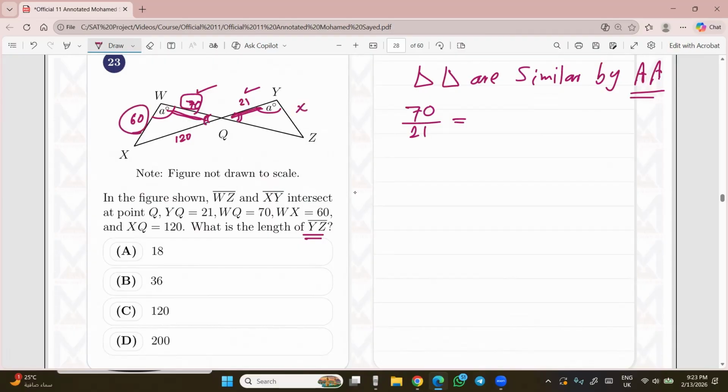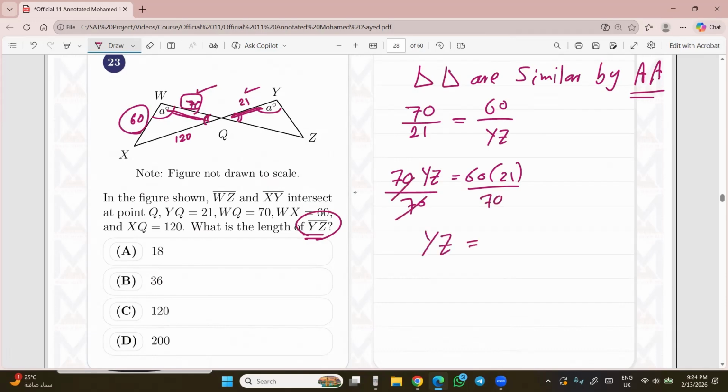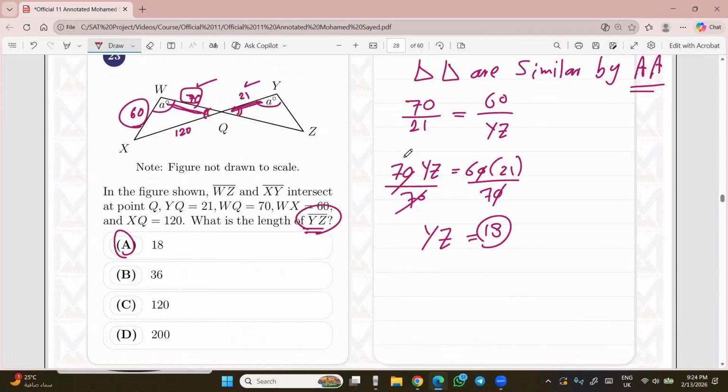60 over this, which is, let's call it YZ. So 60 on the left, YZ on the right, because the question asks about YZ. And now we can use the calculator or cross multiply. YZ times 70 gives 70 YZ equals 60 times 21. You divide by 70 on both sides. YZ is equal to, you can do it without the calculator, just cancel out the 0. And 21 divided by 7 is equal to 3. Of course, division comes first. 21 divided by 7 is 3, and 3 times 6 is 18. And that's the answer to question number 23.